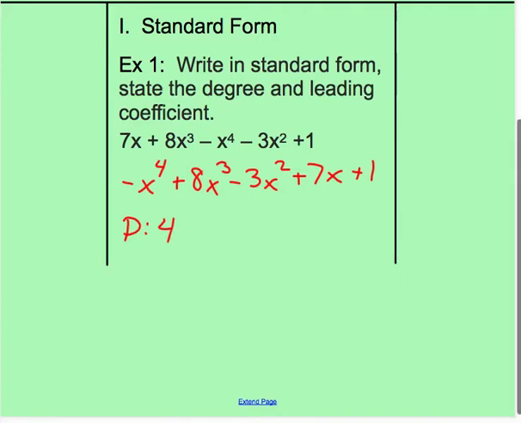And the leading coefficient. Remember, a coefficient is a number that you multiply by a variable. The leading coefficient is the first coefficient when it's written in standard form, or it's the coefficient of the term with the highest power.